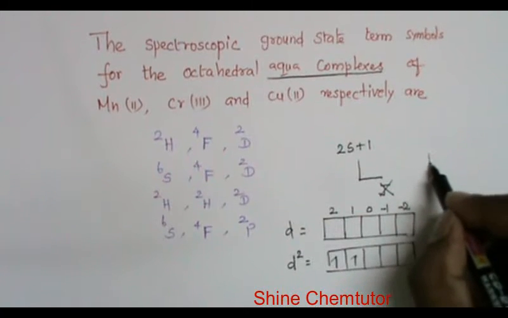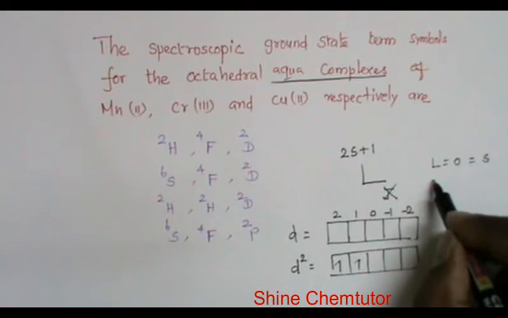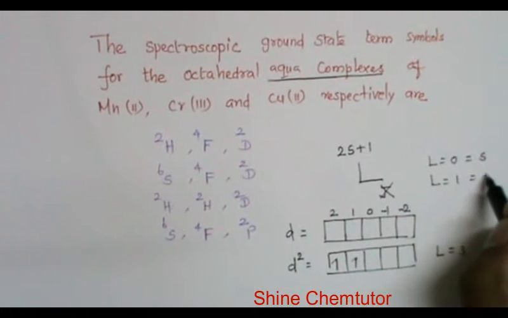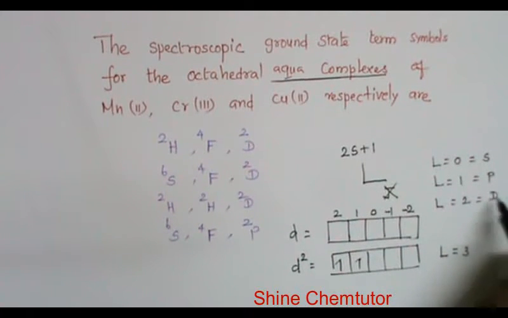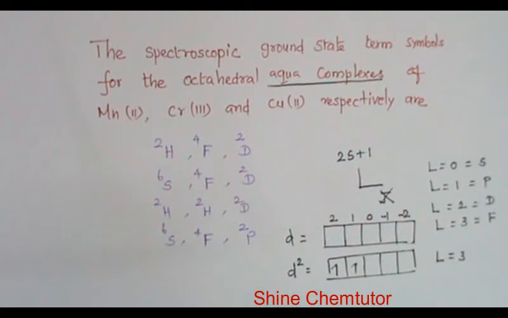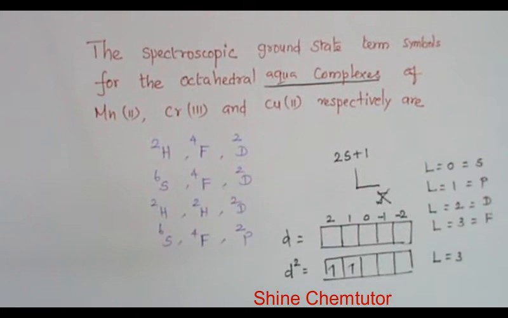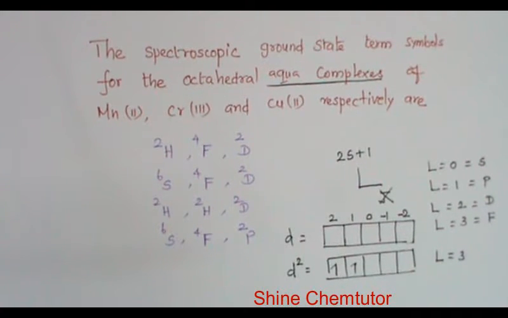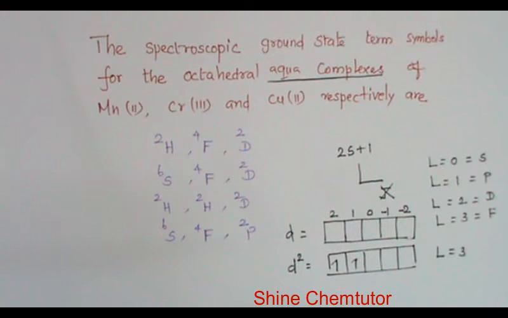If L value is equal to 0, then it is S term. If L value is equal to 1, it is P term. If L value is equal to 2, it is D term. If L value is equal to 3, it is F term. Remember, they are capital S, capital P, capital D and capital F. If you go for small s, small p, small d, small f, they represent the orbital. If you go for capital, they represent the electronic state.